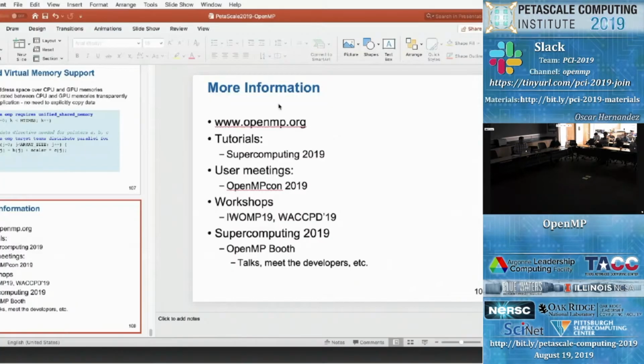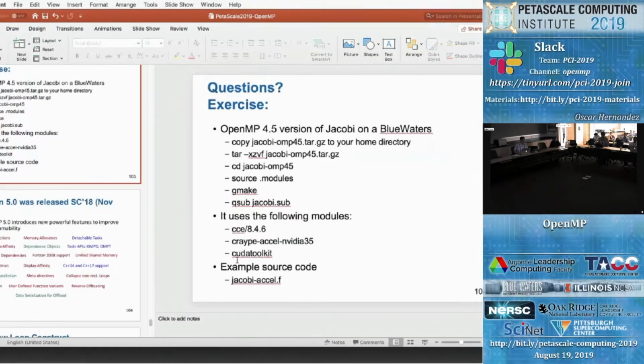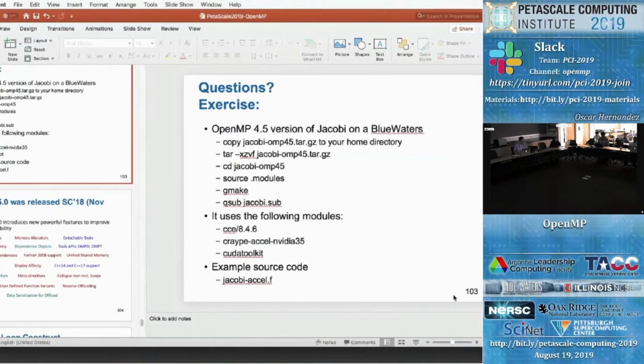Oscar, can you go back to the slide with the exercises? There's a question about that first tar file. Someone's claiming they can't find it. Is it posted? We will ask people to run these examples. If it's not there, we can definitely put it in Slack.